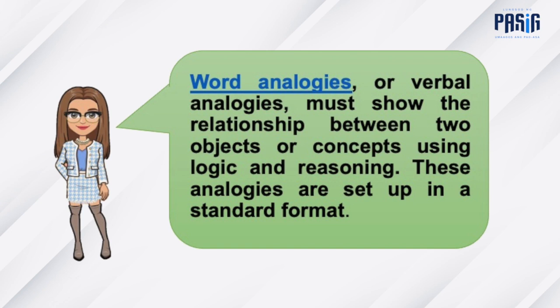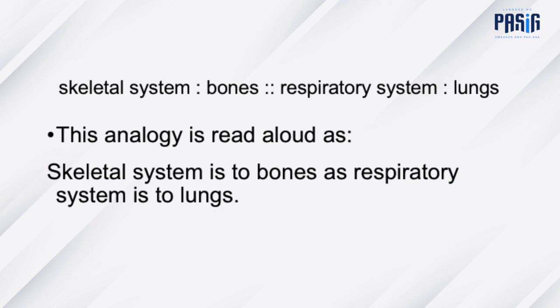These analogies are set up in a standard format. This analogy is read as skeletal system is to bones as respiratory system is to lungs. This analogy highlights the relationship between the whole, skeletal system and respiratory system, and its parts, the bones and the lungs. On tests of logic, one portion of the analogy is left blank, and students are left to choose an answer that makes sense to complete the comparison.